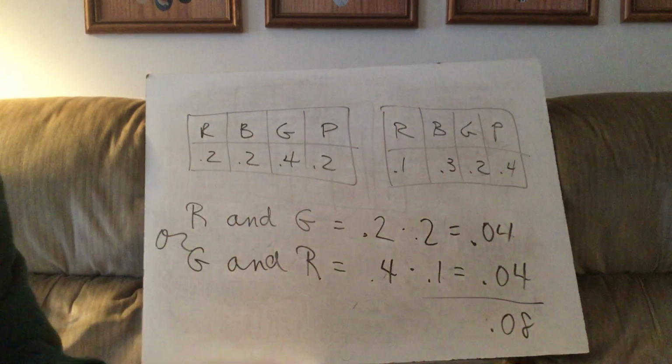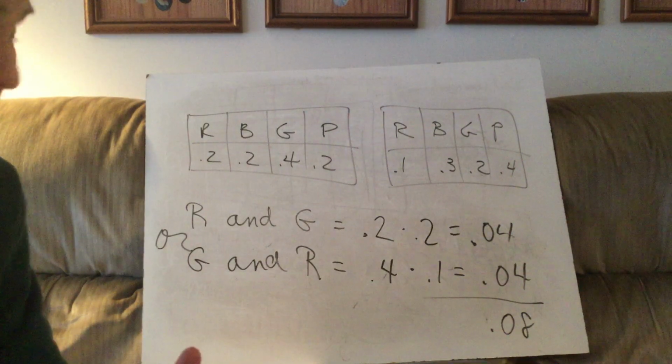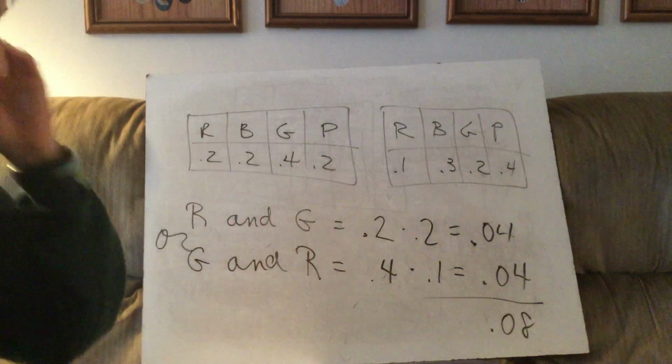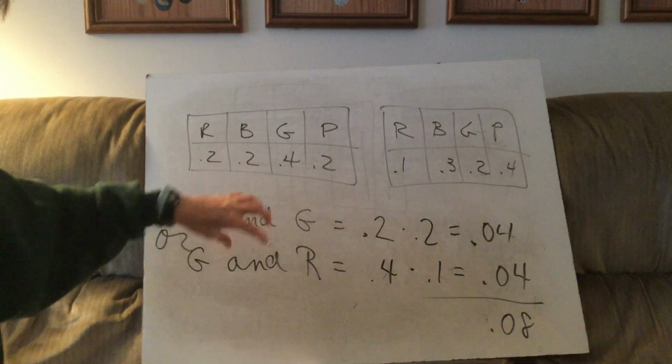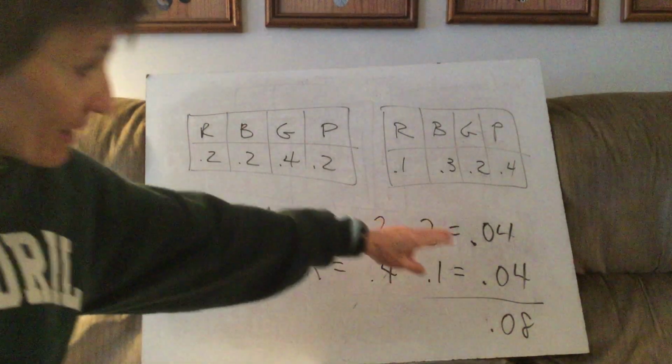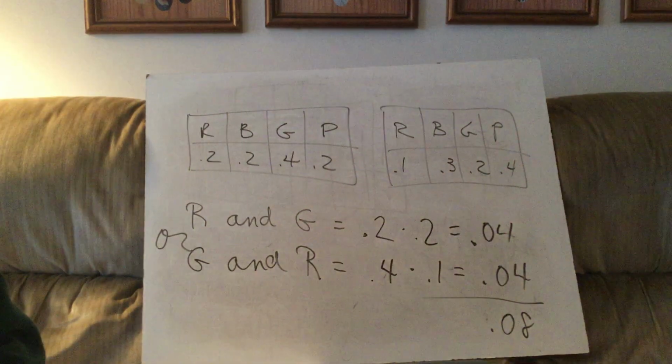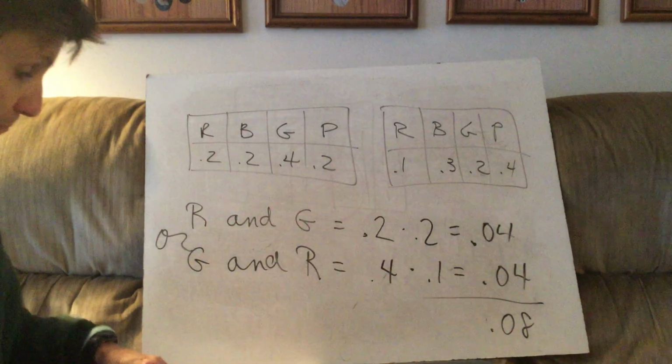Remember, and means multiply. So when we say red and green, we're going to multiply those numbers. But or means add. So when we have this answer or this answer, we have to add them together. 0.08.